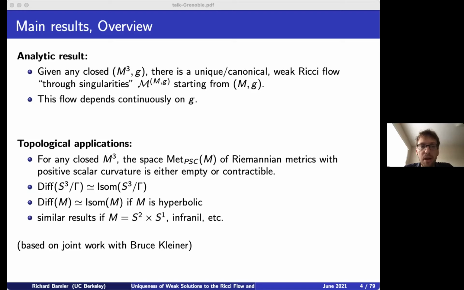For example, it will enable us to show that the space of positive scalar curvature metrics on any closed three manifold is either empty or contractible, or it will make statements on the diffeomorphism groups of spherical space forms, and so on. Again, this is all based on joint work with Bruce Kleiner.